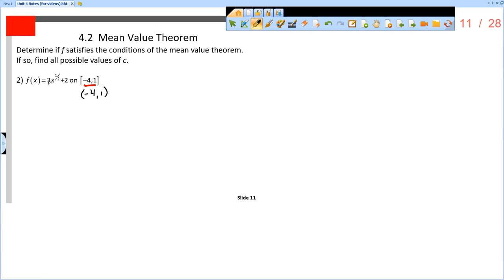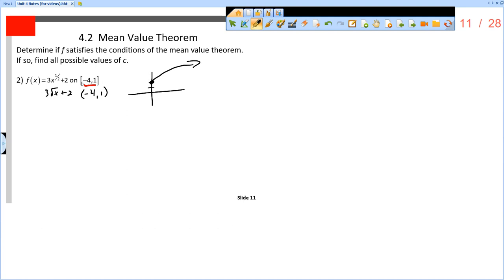All right, so we take this. Remember, this really means 3 times the square root of x plus 2, right? And so we know that this graph is the square root graph that has been vertically stretched by 3 and shifted up by 2. And so we get this graph. So is this function continuous on the closed interval -4 to 1?